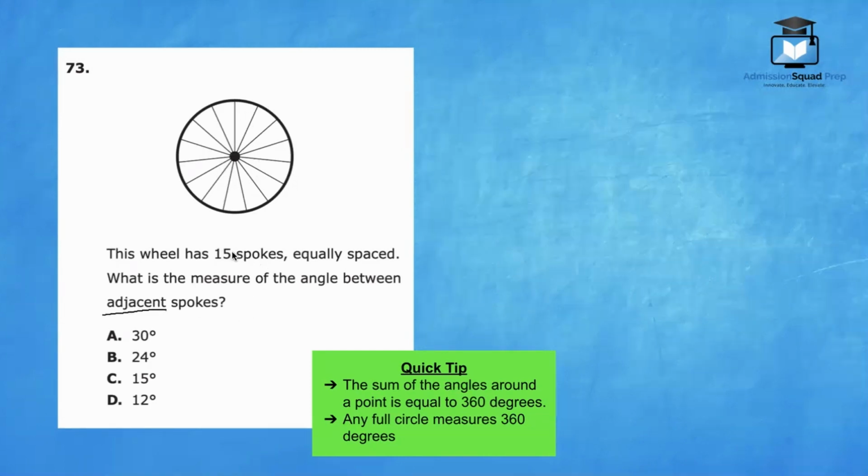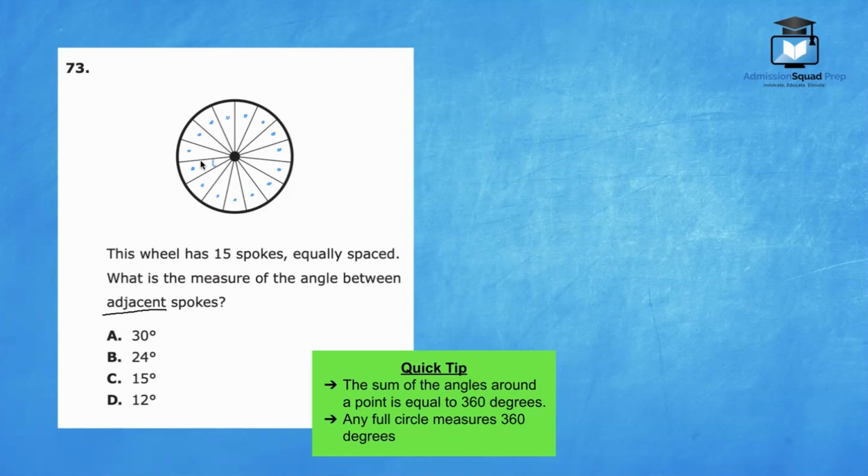The problem says that we have 15 spokes, but let's also confirm how many spaces there are in the circle. We have 1, 2, 3, 4, 5, 6, 7, 8, 9, 10, 11, 12, 13, 14, 15. So there are a total of 15 angles within this circle.